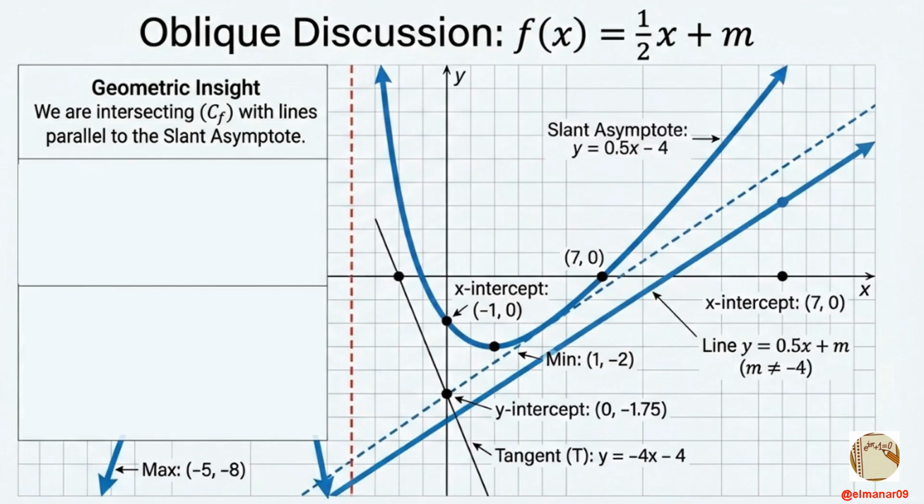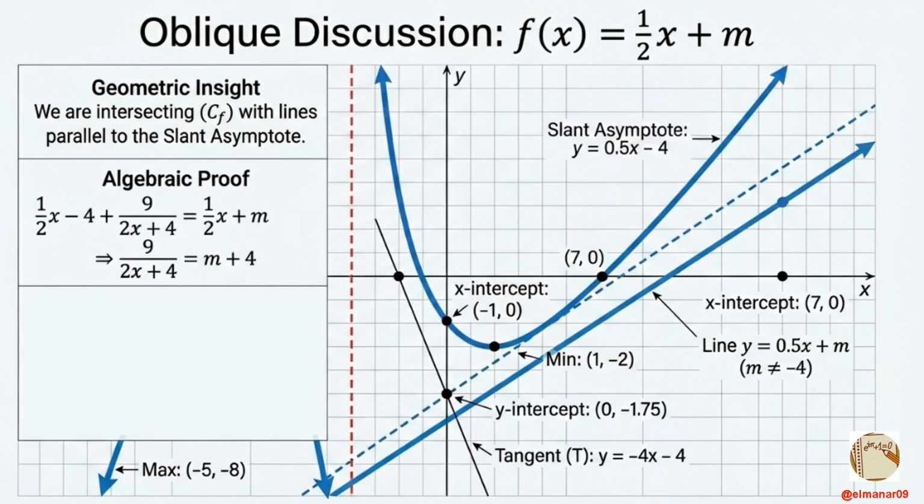The algebraic proof. Let's crunch the numbers. Now, follow me here. Don't blink. To find where they meet, we set them equal to each other. We take our function, 1/2 x minus 4 plus 9 over 2x plus 4, and we set it equal to our moving line, 1/2 x plus m. Look at how beautiful this is. The 1/2 x on both sides? Forget about them. They cancel out. What are we left with? 9 over 2x plus 4 equals m plus 4. This is the heart of our discussion. This equation tells us exactly how many times our line and our curve shake hands.